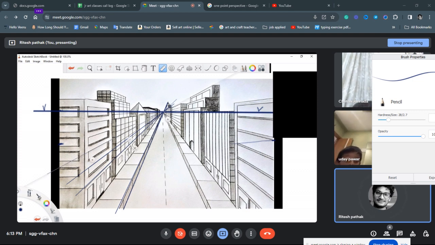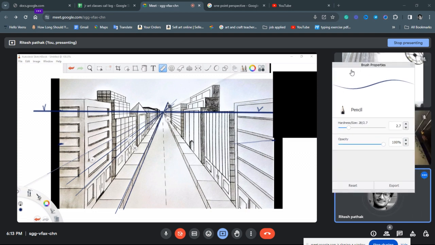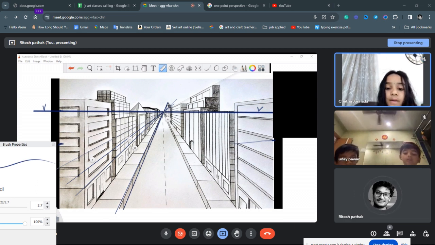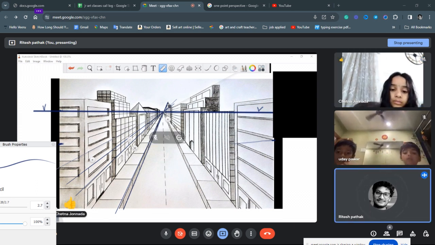See. Hope it is clear. Or not? Chetna? Good. Very good.